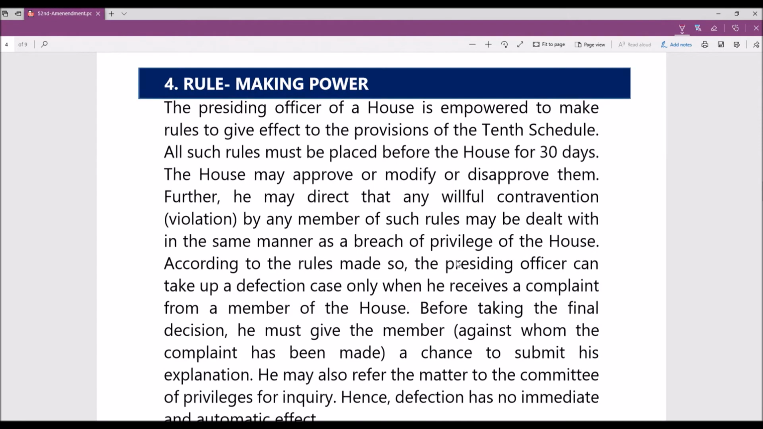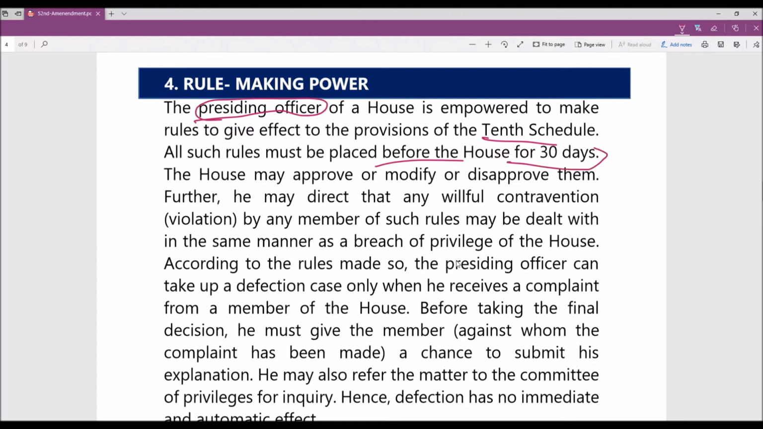Rule making power. So who will make the rules in the House? The presiding officer or the Speaker of the House will make the rules regarding the conduct of the members. The presiding officer of the House is empowered to make rules to give effect to the provisions of the 10th Schedule. All such rules must be placed before the House for 30 days.